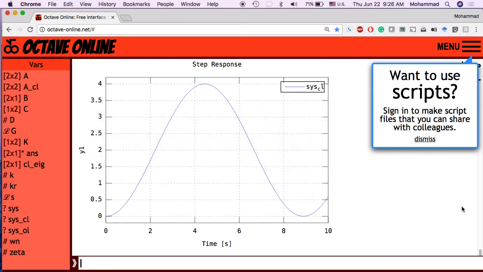While you're thinking, let's deploy MATLAB here. A for us is 0, 1, minus 1, minus 1.4. B is 0, 1. C is 1, 0. And D is 0.